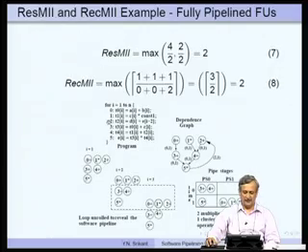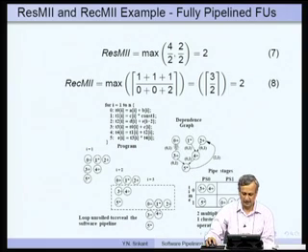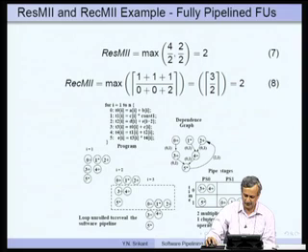Now, let us take another example. Let us compute the ResMII and RecMII for our cluster example. So, here is the code and this is the dependence graph. If you look at it, for ResMII you really have only two types of instructions, multipliers and adders. So, 2 multipliers, 2 adders and 1 cluster.